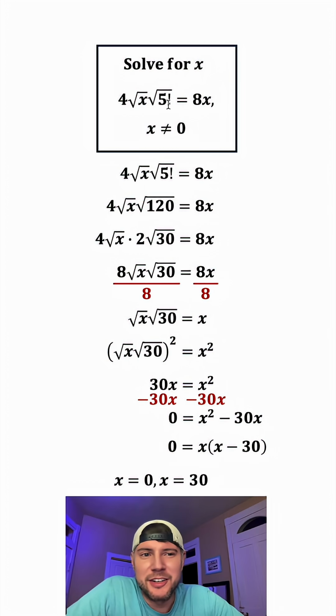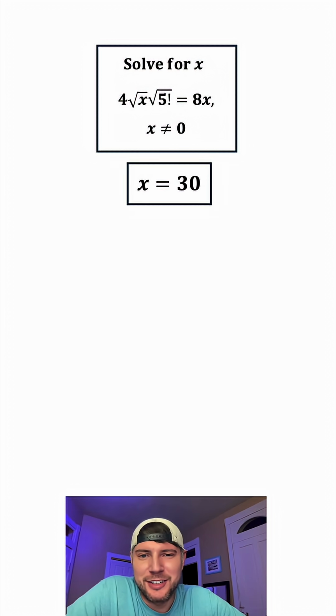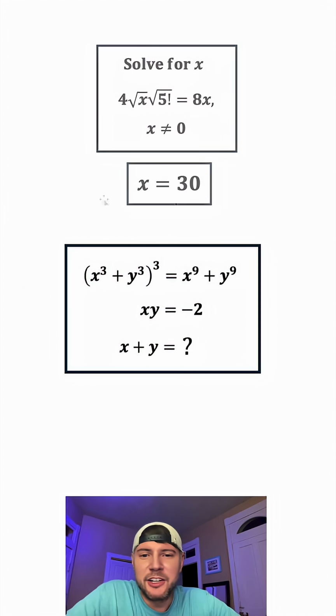And then way up here, it says x can't equal 0, so we can discard this solution. So the answer to our question is x equals 30. Let's put a box around it. How exciting. And here's the next question.